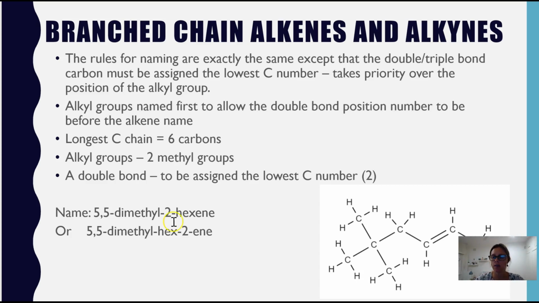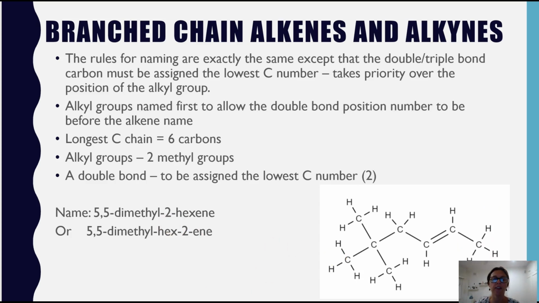So let's have a look in this example here, and I might try and move me out of the way. Looking at this example here, we have got, let's have a look, 1, 2, 3, 4, 5, 6 carbon chain going across there. Now we have a double bond here, so that is a double bond attached here to the second carbon. So we're going to start from this end with our double bond being attached to the second carbon. So because it is the second carbon, it's going to be a hex-2-ene.